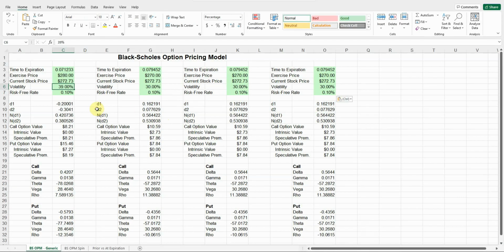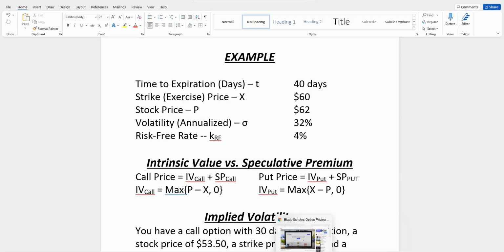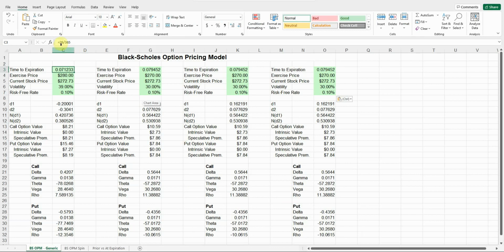So let's go back and put that in. Now I've got the spreadsheet set up here. The little green shaded cells are my inputs. So I want that to be 40 over 365. So I'm just going to go up here and change that to 40 divided by 365. And that gives me the fraction of the year.